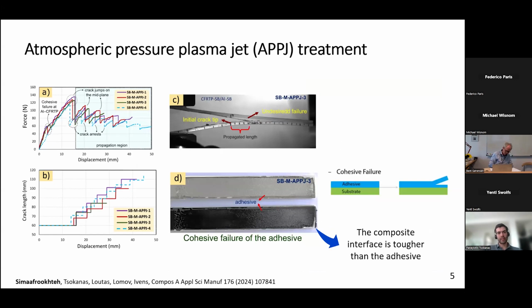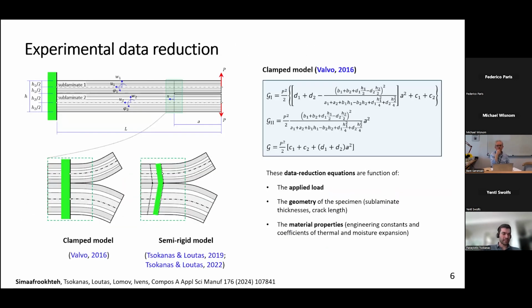We also tried the atmospheric pressure plasma jet treatment, which was the best surface treatment that we could use, because this plasma treatment offers cleaning of the surface, micro etching, and functionalization of the surface. And in this case, as you can see in picture D here, we achieved cohesive failure of the adhesive. So this means that the pretreatment was very nice. But again, in the end, the fracture toughness of the composite itself was higher. So we had again a secondary failure in the interface between the stiffener and the composite.